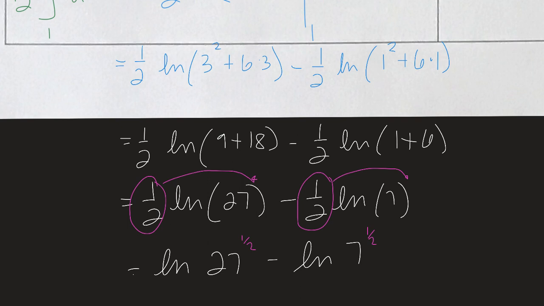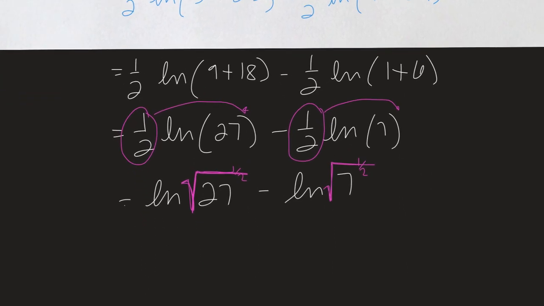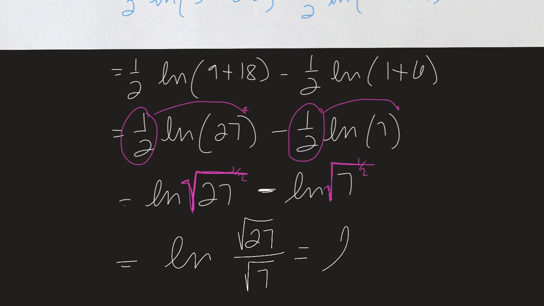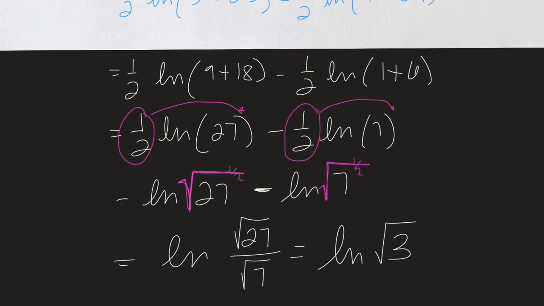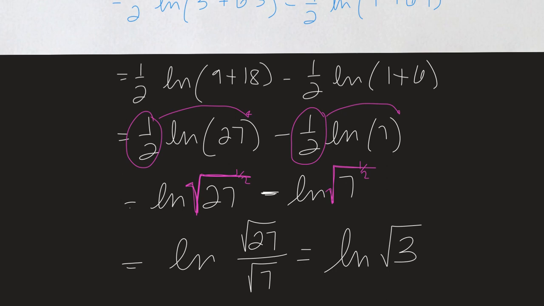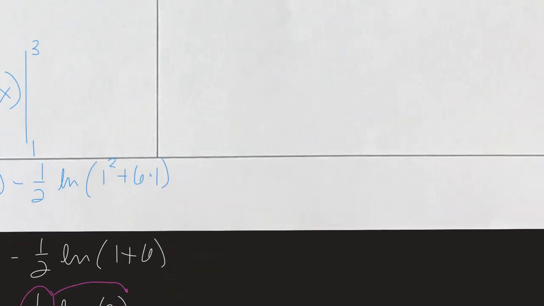Okay, so if we're raising something to the 1/2 power, that's the same as square rooting. So square root 27, square root 7. Now I'm going to use another property that says if I am subtracting logs, that's the same as dividing their arguments. Subtraction becomes division. Well, root 27 divided by root 7 is root 3. And that would be your final simplified answer all the way down to root 3. Lots of natural log stuff in there.